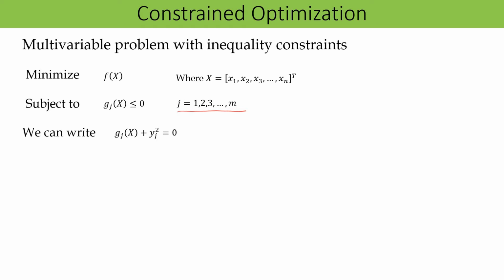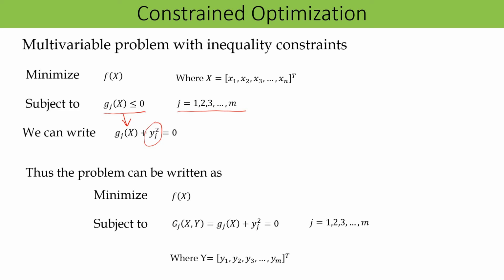Now, for the constraint z_j(x), I can add this y_j square just to make it an equality constraint, and then I can apply the Lagrange multiplier method. So I have put this y_j square just to make it an equality constraint. I'm writing z_j(x) plus y_j square, which is equal to 0.